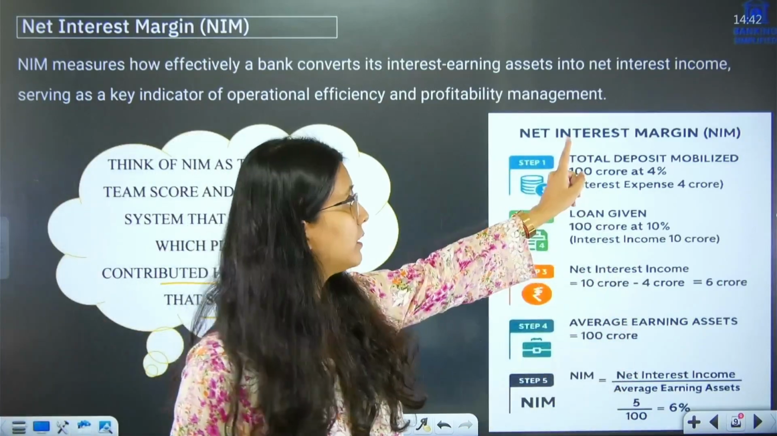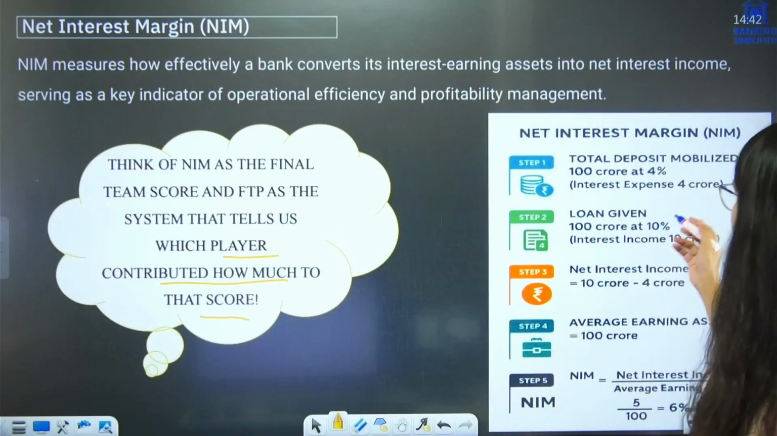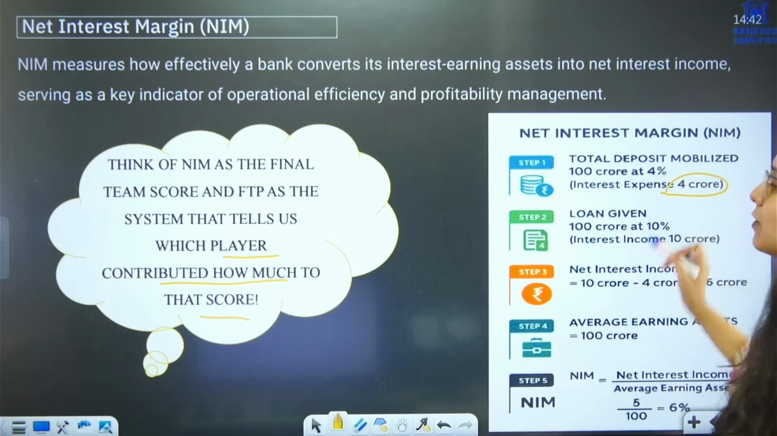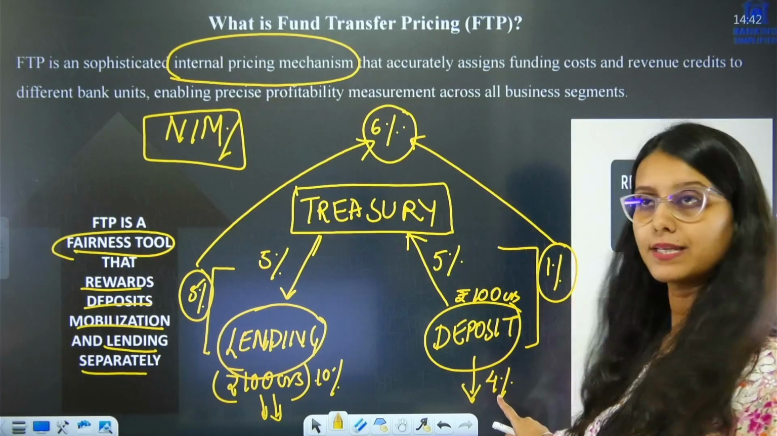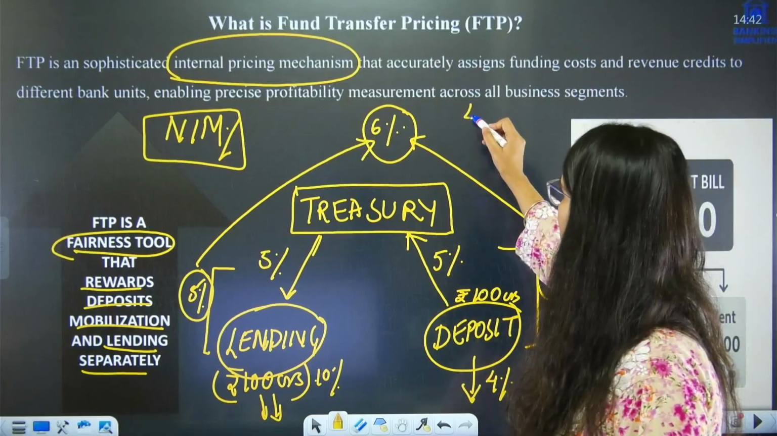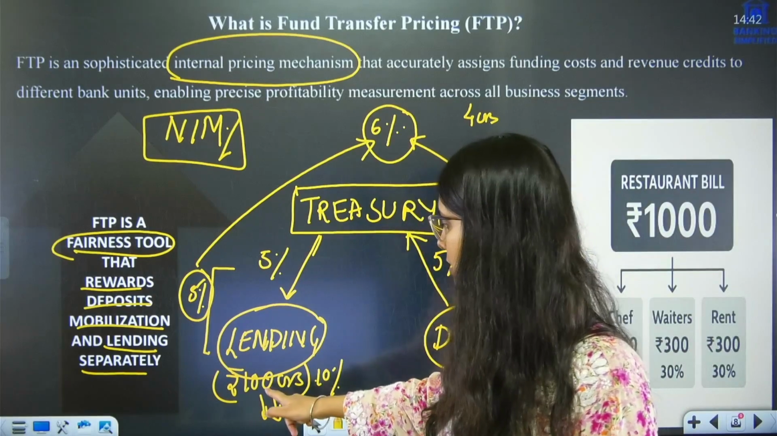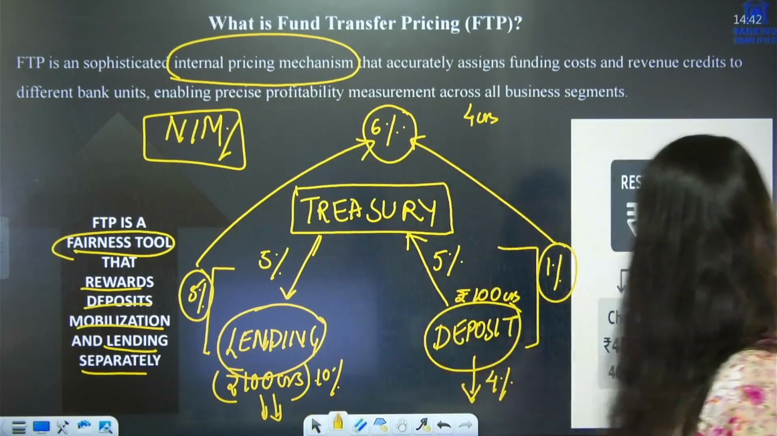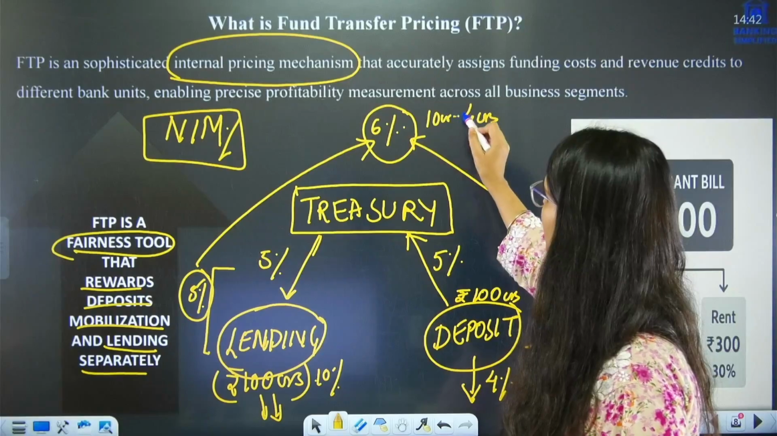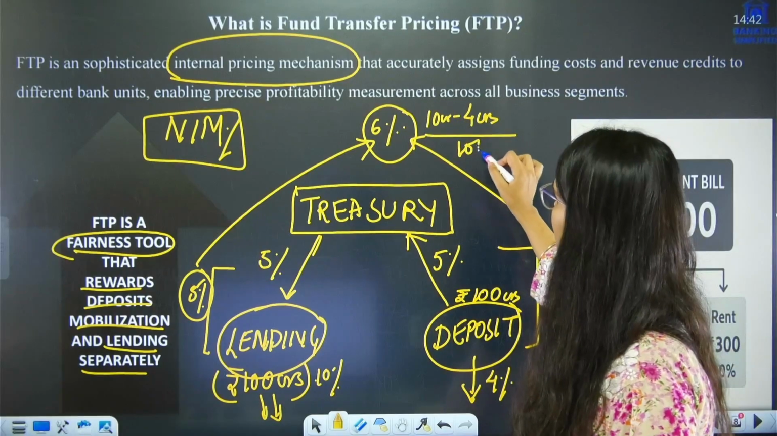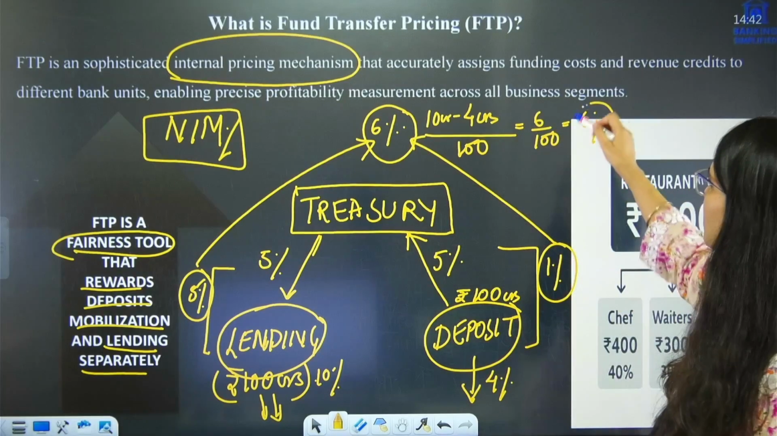You will know that only when you understand these beautiful concepts. This is what I had told you, NIM. So total deposit mobilized is how much? 100 crores at 4%, which is the interest expense of 4 crores. See, 4 crores you've lost. Interest earned is how much? If you see here, 10 crores because of 10%, this is your interest earned, divided by 100. What is this? Which is 6%. This is your NIM.